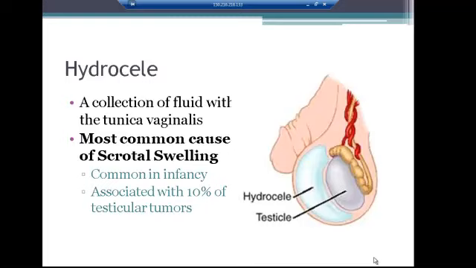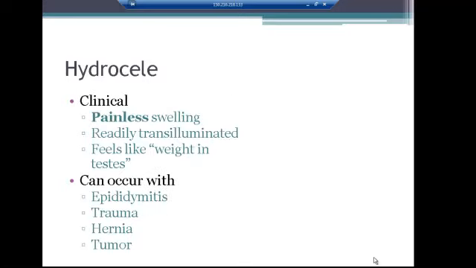So the swelling is not in the actual testis itself, it's in the lining around that testicle, as you can see from this little diagram. And I have some pictures too. Clinically, it's painless swelling. The hydrocele will readily transilluminate. I have a picture of that to show you what that looks like. The patient may describe a feeling like a weight in the testes.